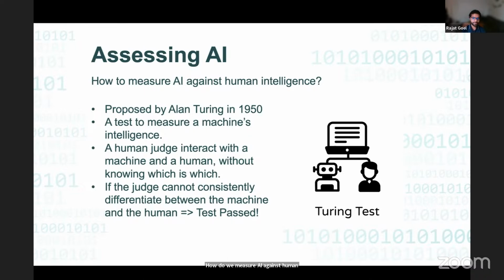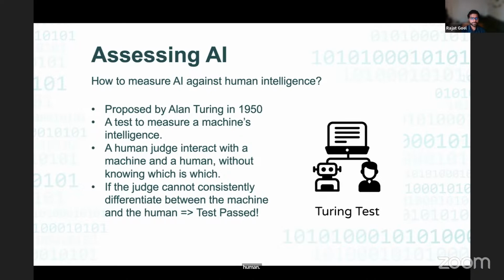For that, we have to go into the past, where a computer scientist named Alan Turing proposed a test in the 1950s. This test was to measure a machine's ability to exhibit intelligent behavior. The proposal was that a human judge engages in a natural language conversation with both a machine and another human without knowing which is which. If the judge cannot consistently differentiate between the machine and the human, the machine is considered to have passed the test.